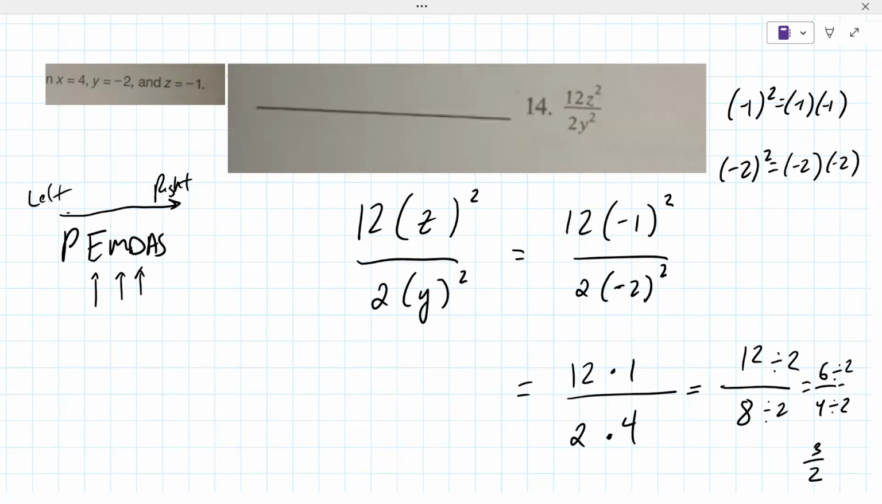Any questions on that before we proceed? I'm trying to remember this word here. It's exponents, multiplication, and division. P is for parentheses, A is addition, S is subtraction. All right, 6, 4.